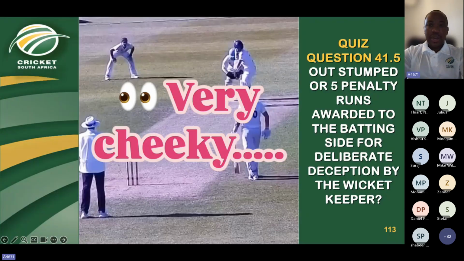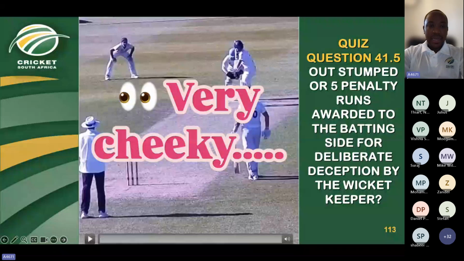Quiz question 41.5. Is the striker out stumped, or do we award 5 penalty runs and the rest of the penalty procedure because the wicketkeeper has deliberately deceived the striker? Let's have one last look at the incident, and then I will talk you through the correct answer and procedure.